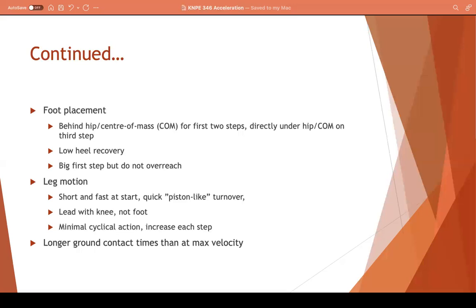While we want quick turnover in the legs, it is important, as previously mentioned, that athletes avoid cyclical action, that is, leg turnover without moving forward. The legs should switch quickly, but still be stepping forward into space. Finally, ground contact times, the ever important aspect of sprint speed, will be longer during acceleration than at max velocity, putting a greater emphasis on force production and strength.